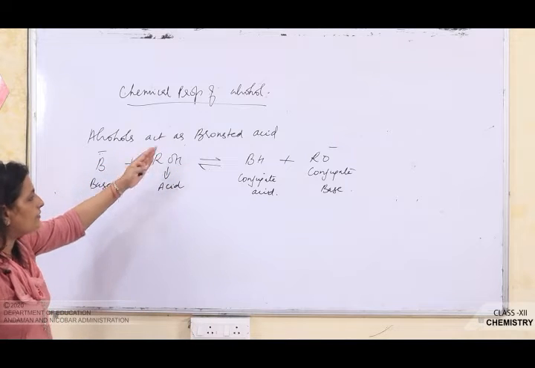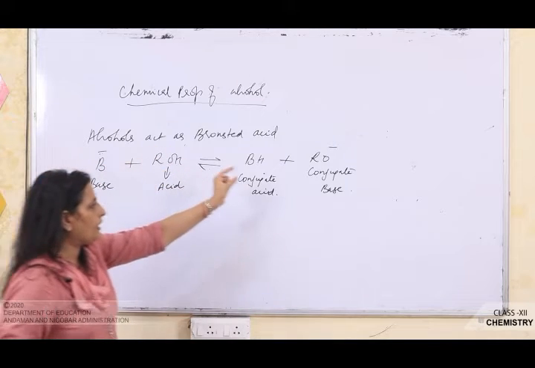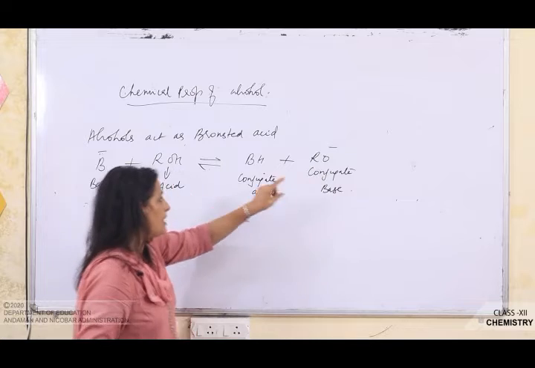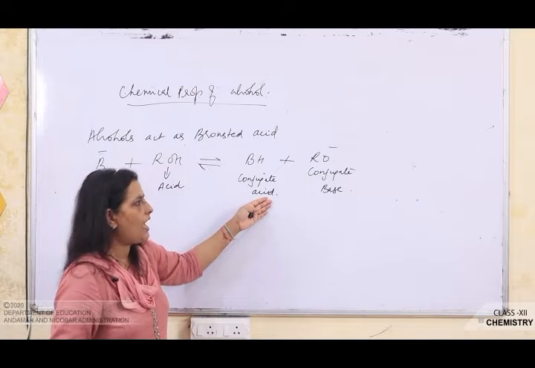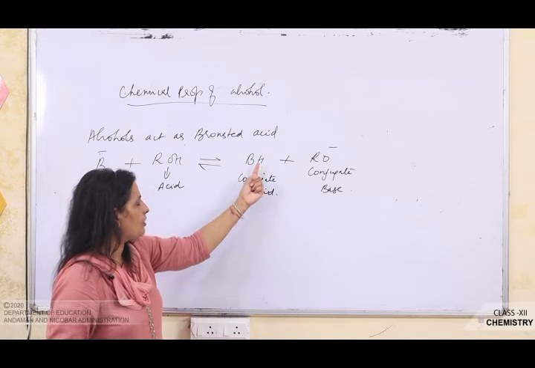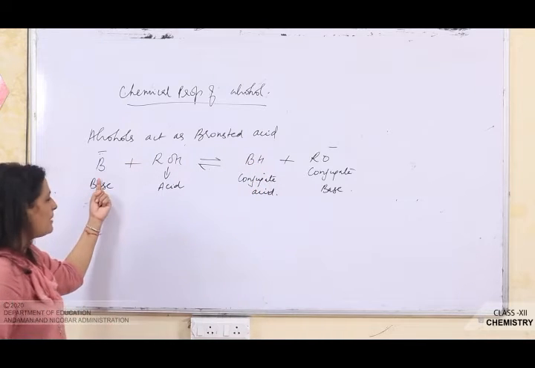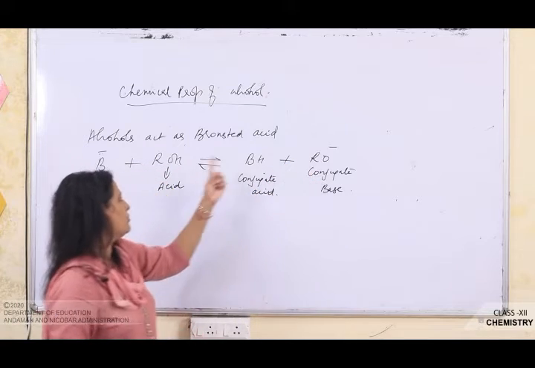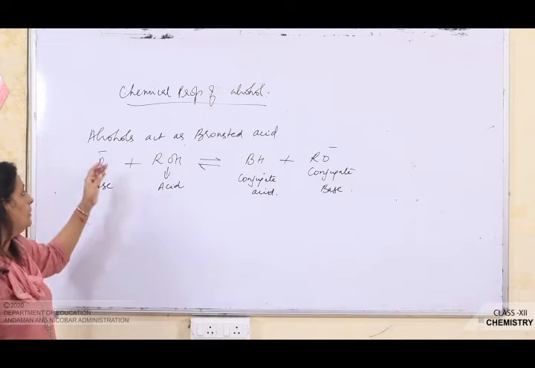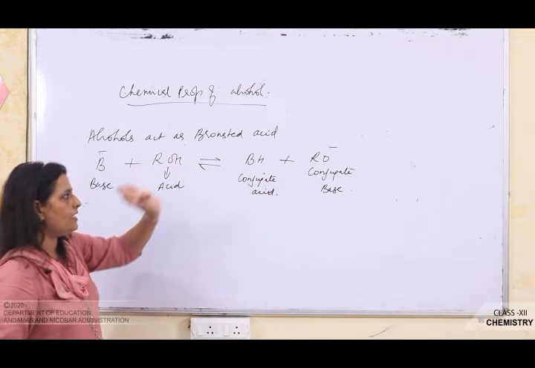When an acid is giving a proton, then what you are getting is known as conjugate base, and when a base accepts a proton, it is converted into what? Conjugate acid. Is it clear? Now, this conjugate acid gives H plus, so you get a base, and this conjugate base is accepting a proton, so you get acid. So, alcohols act as Bronsted acid.